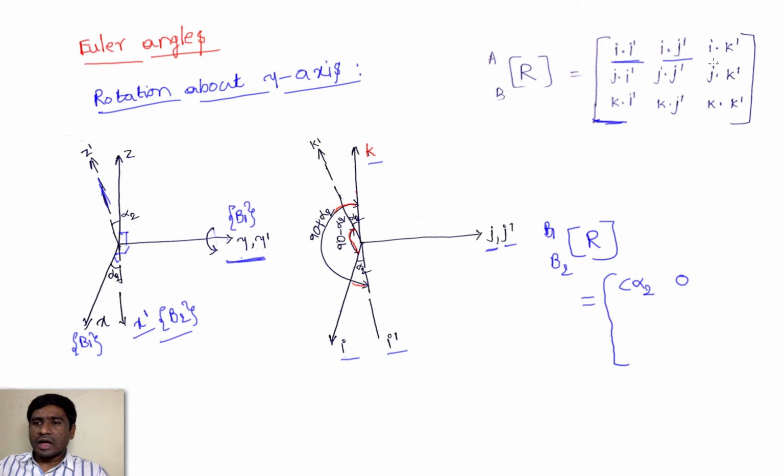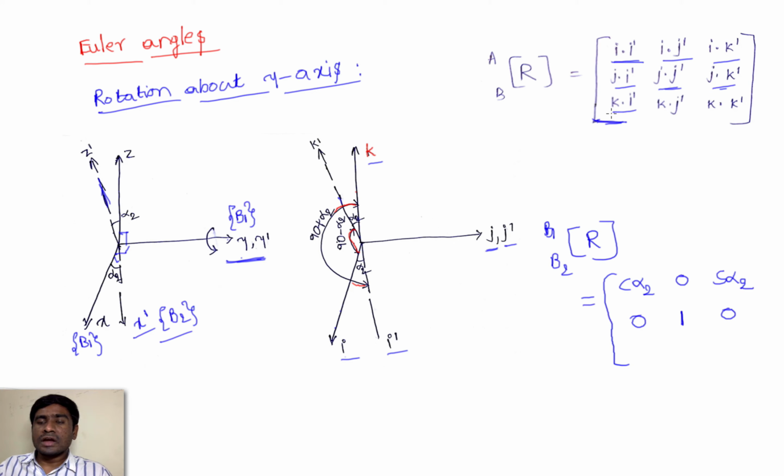And the angle between I and K dash. This is the I and this is the K dash, and the angle between these two is 90 minus alpha 2. So cos of 90 minus alpha 2 is sin alpha 2. And the angle between J and I dash again is 90 degrees, so its value is 0. And the angle between J and J dash is 0, so it will become 1, cos 0 is 1. And the angle between J and K dash again is 90 degrees, so its value is 0.